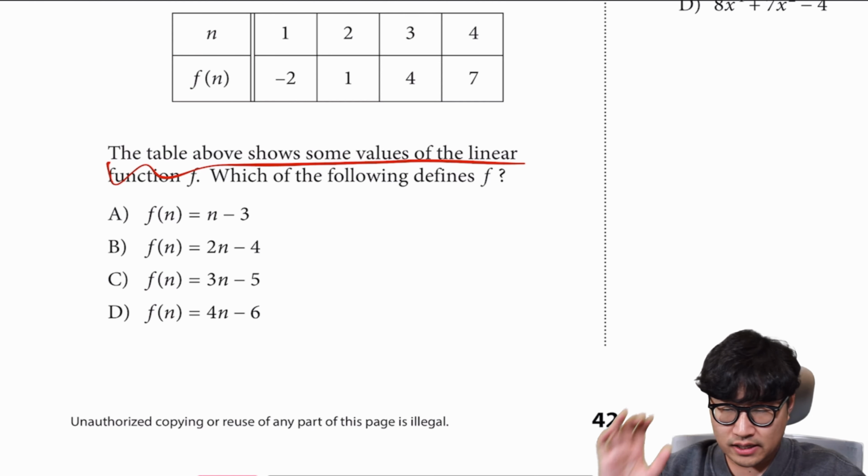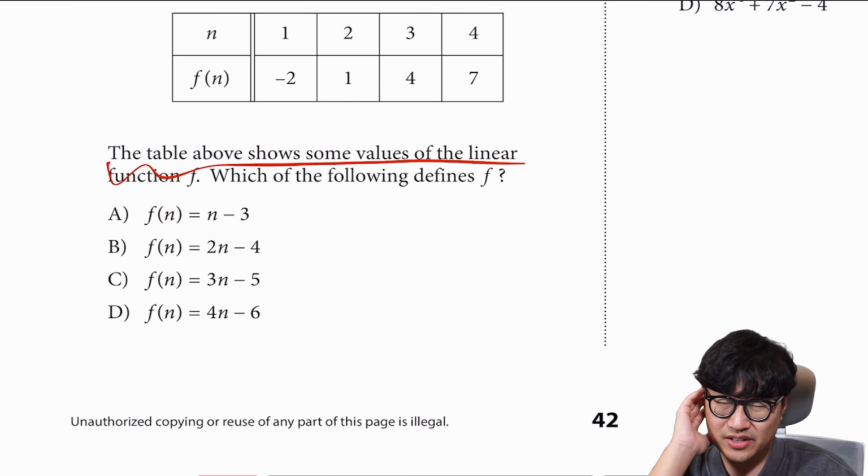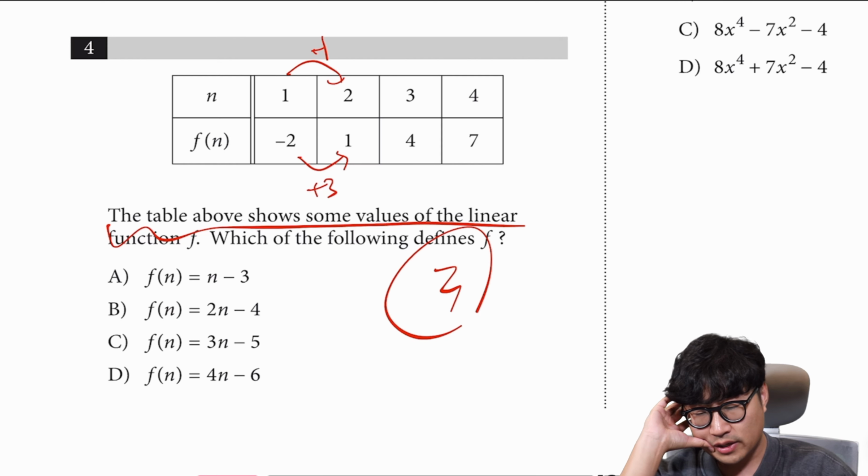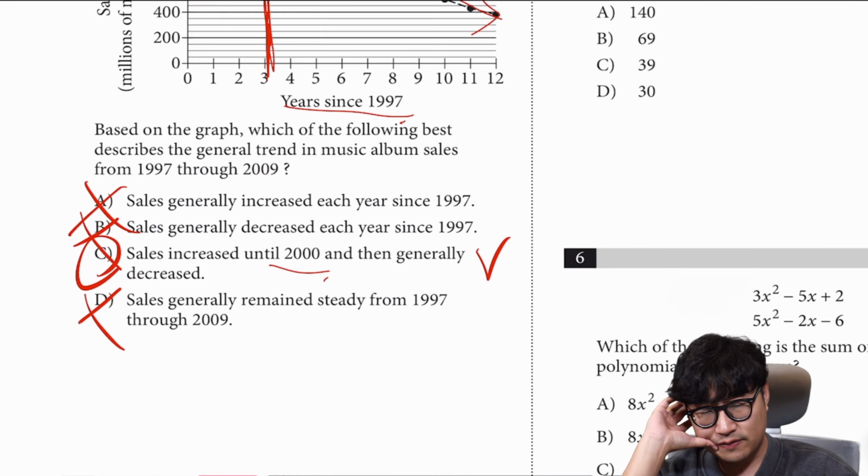Which of the following defines F? Okay, so just put that in, right? Or you can figure out the slope if you would like. So rise is a 3, run's a 1, slope should be a 3. Answer choice C. Yep, that's the only thing with the slope of 3. Move on. Enough is enough.